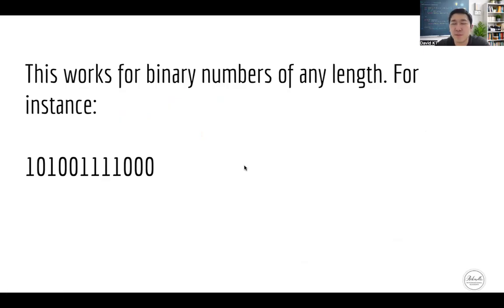You can do this for binary numbers of any length. Here, for example, we have 12 bits. Again, same pattern. Break into 4 here, break into 4 here, and break into 4 here. Ta-da! So from here, it's quite easy. This is 10. This is 7. And this is 8. So it'll be A78.